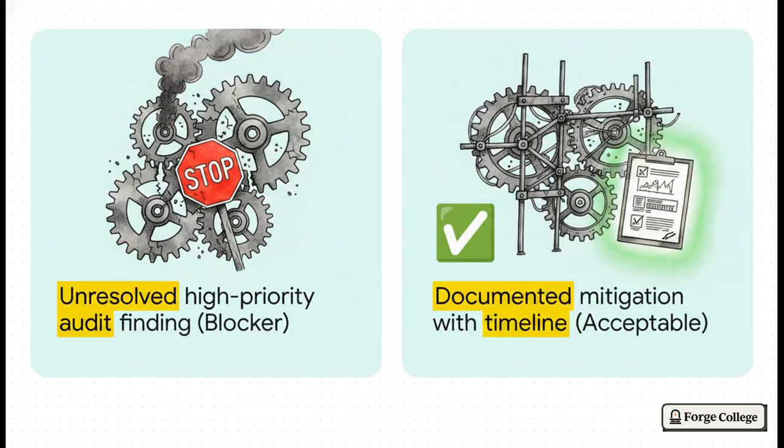Now, an unresolved high-priority finding, that is an absolute non-negotiable launch blocker. Stop right there. However, a documented mitigation with compensating checks and a clear timeline, that is an acceptable reality. Look, sometimes in the real world, you just can't perfectly rewrite a core function without breaking literally everything else in the process. In those specific cases, a documented, thoroughly tested mitigation where the risk is actively accepted, understood, and tracked is how we move forward. Just remember, you absolutely must have a paper trail for every single audit ticket.